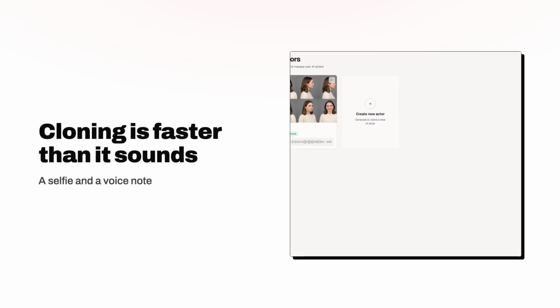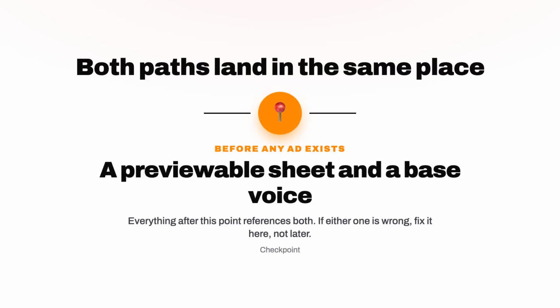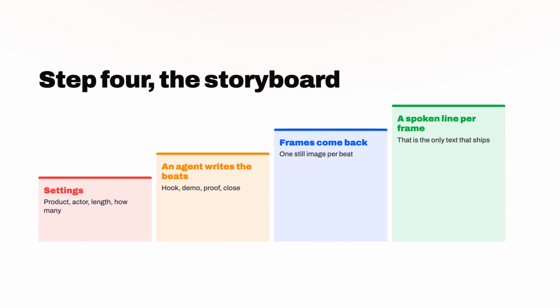Cloning is just a selfie plus a voice recording. Faster, and it's actually you, so nobody can accuse you of faking a person that doesn't exist. Either way, you end up in the same place. A previewable sheet and a base voice. Everything after this references both, so this is the moment to be picky. Step 4. The storyboard.